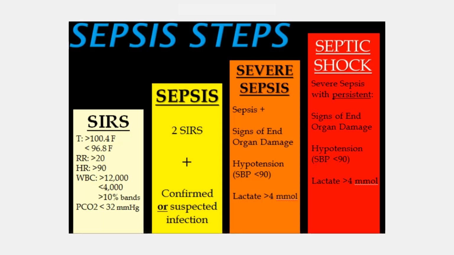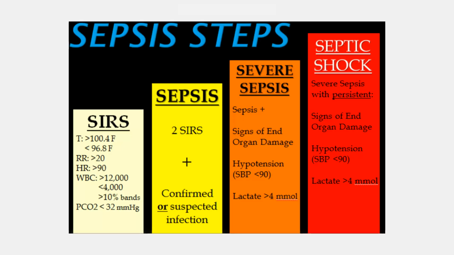So SIRS alert, remember the temp, heart rate, respiratory rate, blood cells. Any of those 4, you've got to pick 2 of them, and if they're abnormal, it's going to set off the alert. If our patient has 2 SIRS alerts, we're automatically assuming they have sepsis. We are going to start pulling our cultures and doing all the workup for them.